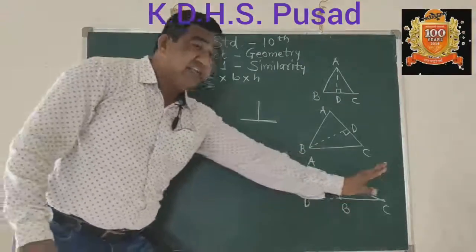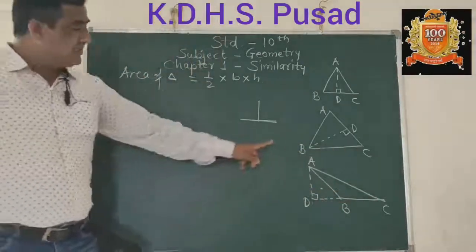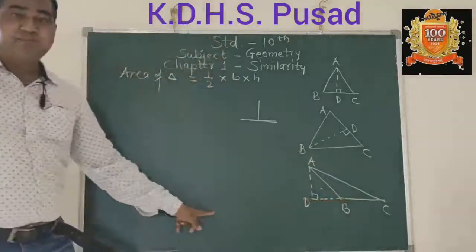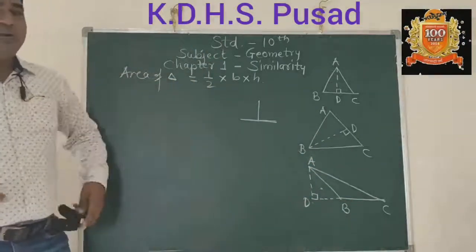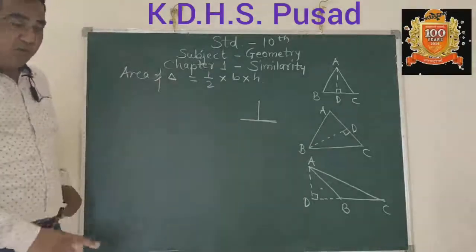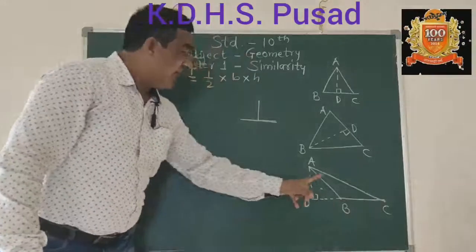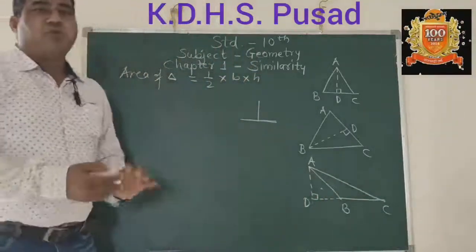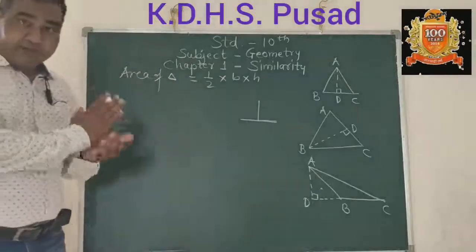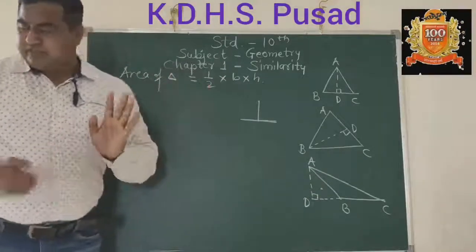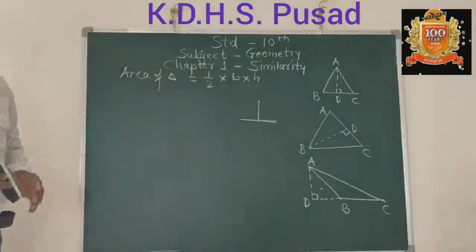Not on side BC, as this is not a side. As this perpendicular doesn't fall on BC, I have produced BC. So here I have drawn the perpendicular on the side BC. So here AD is the perpendicular and BC is the base. So here is base and that is height. Okay? So depending on the perpendicular and base, you have to take base and height. This you have already studied in standard 9.